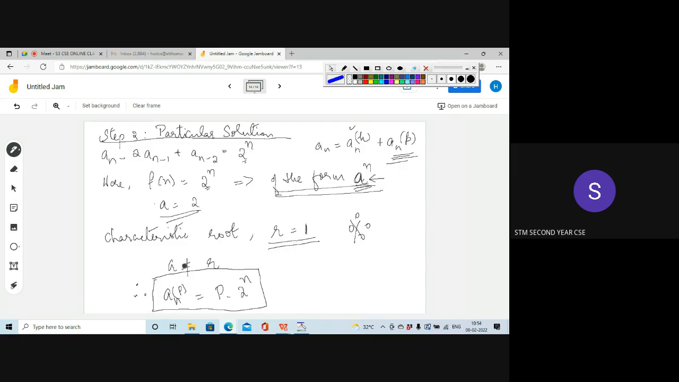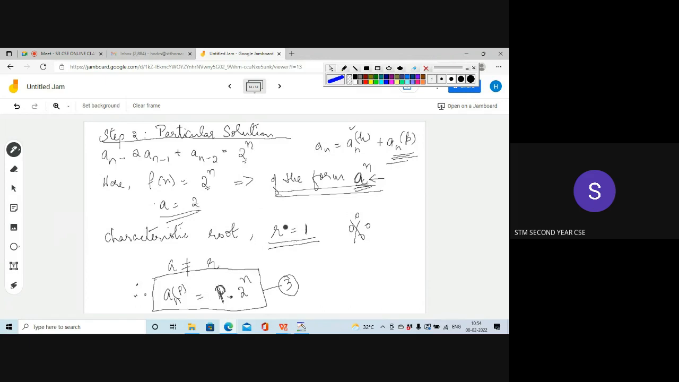Okay, if a is not equal to r, then our particular solution is of the form a_n^(p) is equal to a constant p into 2 raised to n, and this constant we have to find out and then substitute in this particular equation, say equation 3. We have to substitute in this equation.